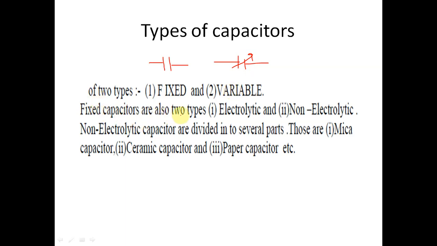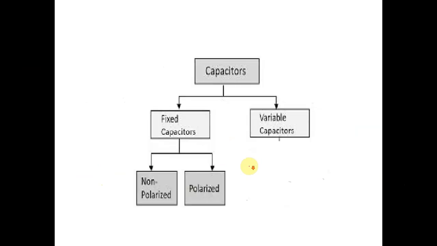Now fixed capacitors are also classified into two types. First one is the electrolytic capacitors and second one is the non-electrolytic capacitors. Now non-electrolytic capacitors are again divided into mica capacitor, ceramic capacitor and paper capacitors. See here, this is the tree diagram for the classification of capacitors. Capacitors are classified into two types: fixed capacitors and variable capacitors. Fixed capacitors are again classified into non-polarized capacitors and polarized capacitors.